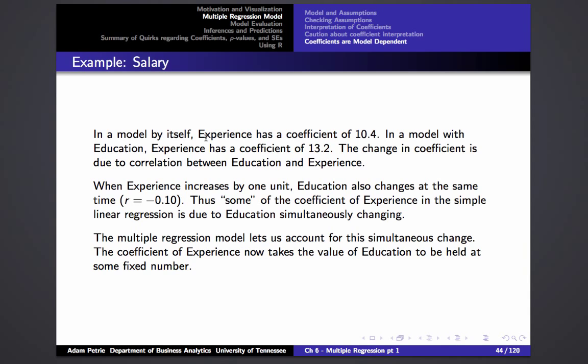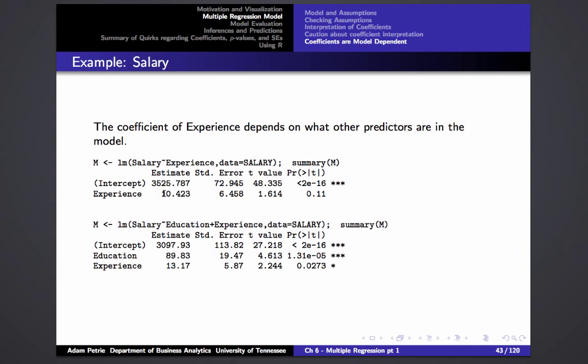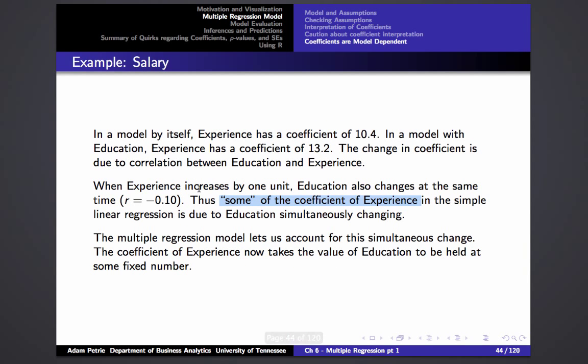All right, so this slide just kind of reaffirms what we were explaining there. What happens is that the people in the data set are varying in experience and education simultaneously. There's a bit of a correlation between experience and education. So some of the coefficient of experience in the simple linear regression, that 10.4, some of that coefficient is really due to education changing simultaneously.